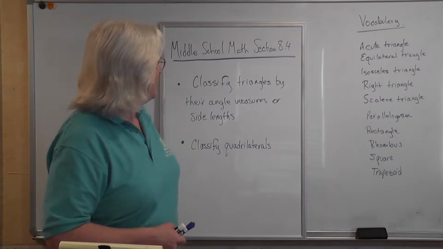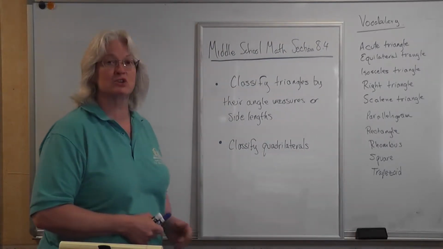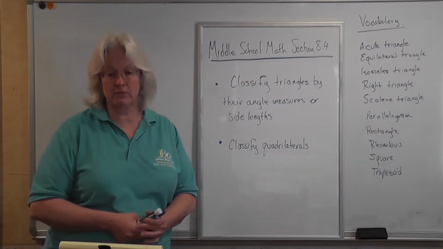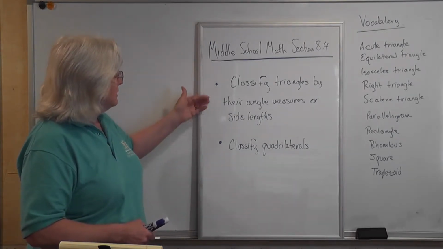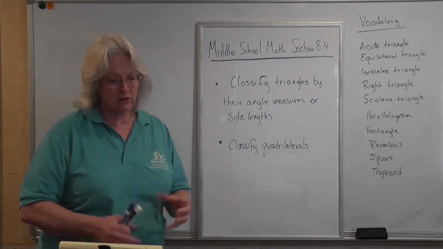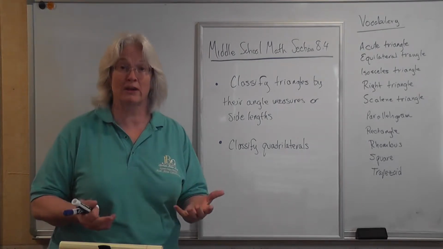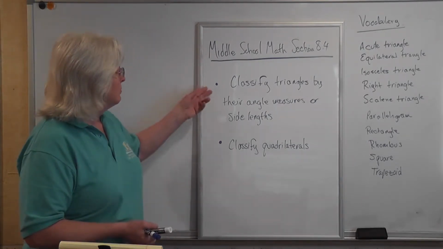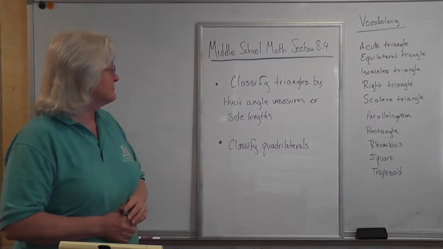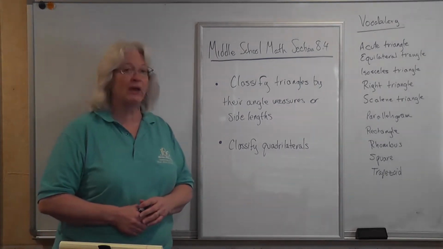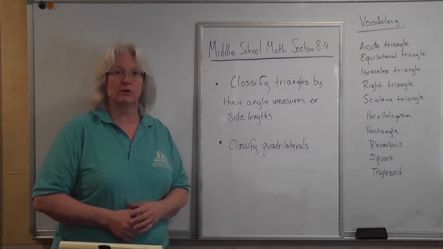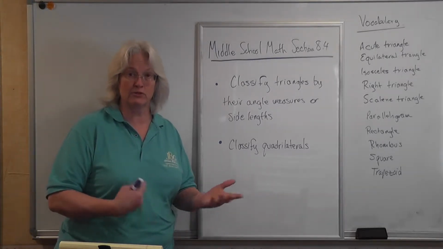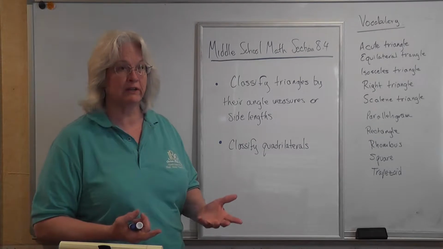So we have two objectives in our section today, which is section 8.4. The title in our book simply says Triangles and Quadrilaterals. What we're going to do is learn to classify triangles by their angle measures or side lengths, and we're also going to learn to classify quadrilaterals. So what do these objectives really tell us?